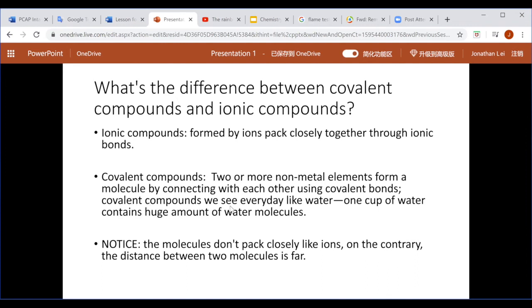Covalent compounds we see every day, like water. One cup of water contains huge amounts of water molecules, which is also why the Avogadro number is so big. And here's a tip. The molecules don't pack closely like ions. On the contrary, the distance between two molecules is far. And this statement can also help us judge if something is a covalent compound or an ionic compound.